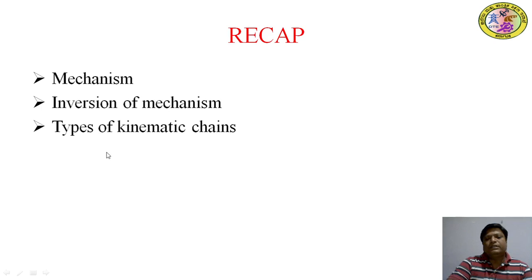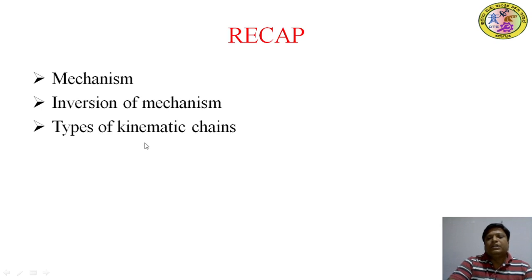Another topic is types of kinematic chains. You know the types: the 4-bar chain, the single slider crank chain, and the double slider crank chain. A 4-bar chain consists of 4 turning pairs. This kinematic chain is either a constrained chain or an incompletely constrained chain, which we can easily find out by using the other relationship.